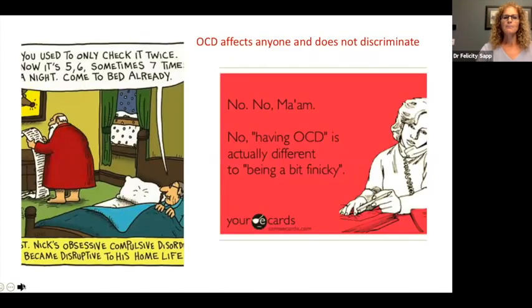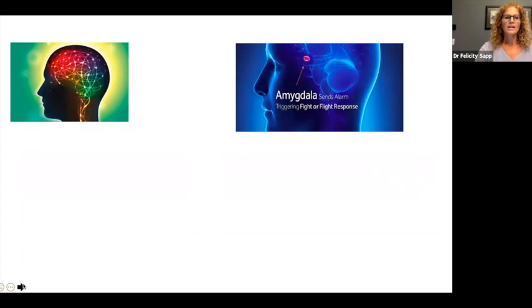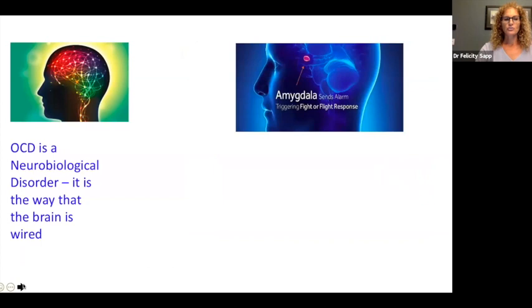Typically, we hear these comments of, I'm so OCD, or OCD is just about being neat, or being a bit finicky. And the reality is these types of comments actually diminish the impact that OCD does have on people's lives. OCD is a true mental health disorder. It is a neurobiological disorder, and it is the way that the brain is wired.